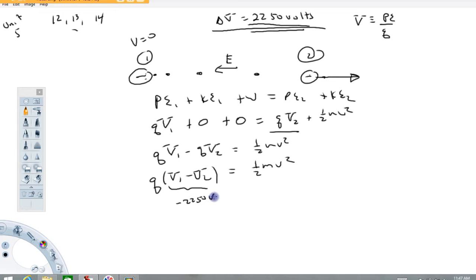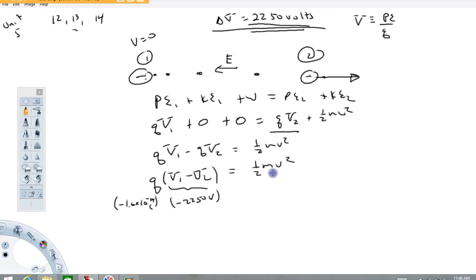Remember, a volt is a joule per coulomb. And in this spot, we're going to put the charge of an electron, minus 1.6 times 10 to the minus 19th coulombs. And then here you're going to put the mass of an electron, and then you're going to calculate the speed. You're going to get a pretty big number. Don't be surprised if it's like 10 to the 6th or 10 to the 7th meter per second.